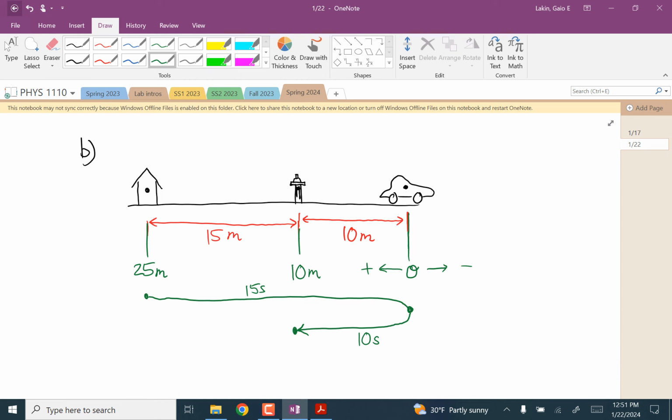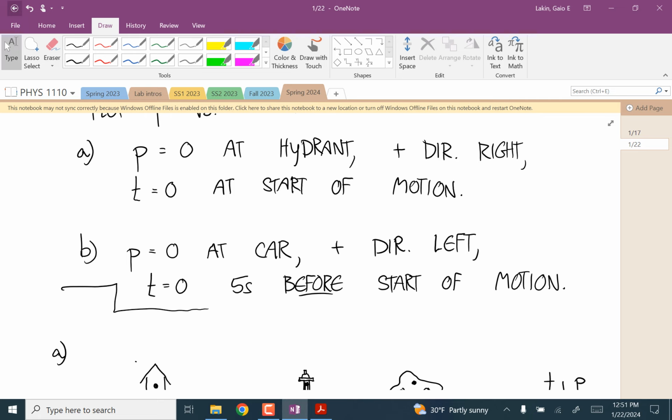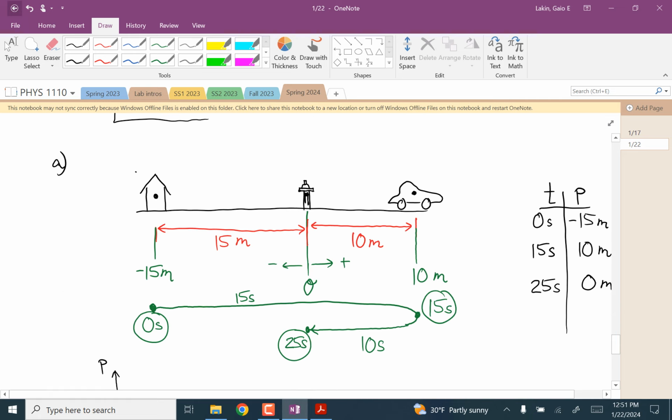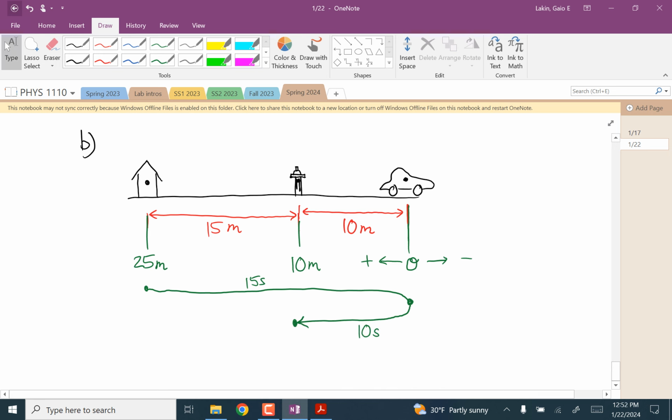But this time, we were told that you actually start the stopwatch before the motion starts. So you start the stopwatch 5 seconds before the motion starts. You click it on, you wait 5 seconds, and then the person starts moving when the stopwatch says 5 seconds. Okay? So this happens at 5 seconds.